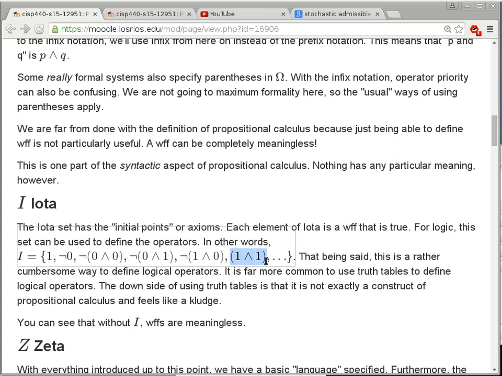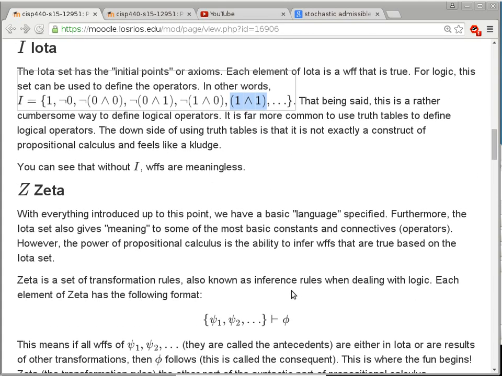Are we still doing okay so far with the components of a propositional calculus system? Okay, just to recap, we have alpha, which is basically the same thing as the alphabet. Okay, we have omega, which defines all the connectives. Now the connectives are kind of cool because they can nest, they can build up larger and larger and larger well-formed formulae. And then we have iota, which defines the meaning of the most basic operators. But up to this point, we are still lacking something that is really important, and that has to do with the zeta set.